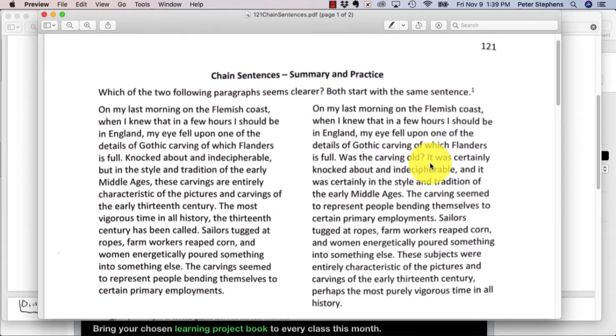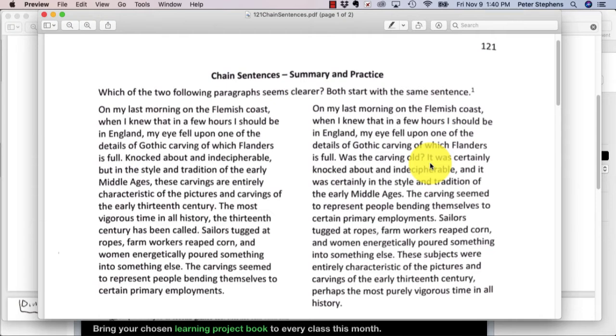One problem with the left one immediately occurs. You see there in the second sentence of it, "knocked about and indecipherable, but in the style and tradition of the early Middle Ages." As I'm reading along there, I'm wondering what in the world is he talking about? Is he talking about Flanders? Talking about Gothic carvings, or maybe the details of the Gothic carvings? I don't know. So my reader is struggling, if I were the person writing this, with something that would make him go, okay, now I get it. Okay, these carvings.